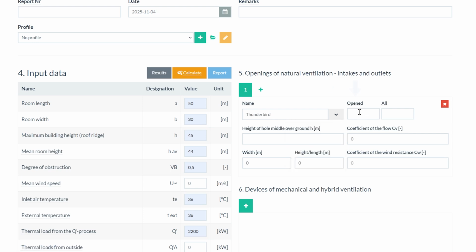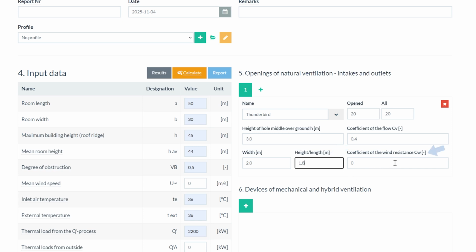Louvers Thunderbird, air supply, are used here. 20 of them should be used. Wall location, the height of the center of the louvers above the floor level is 3.0 meters. CV coefficient 0.4. Louver width 2.0 meters, louver height 1.8 meters.